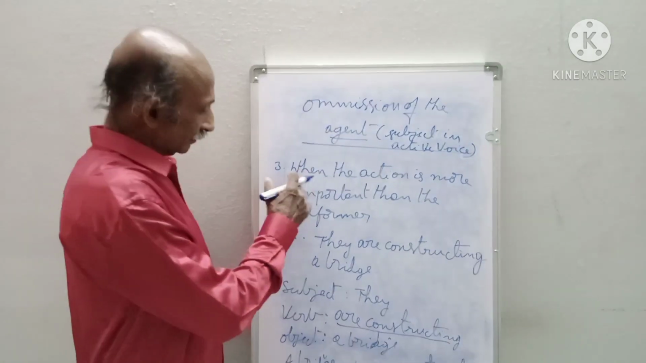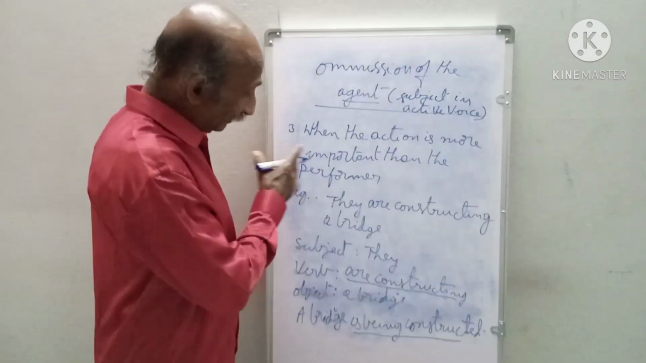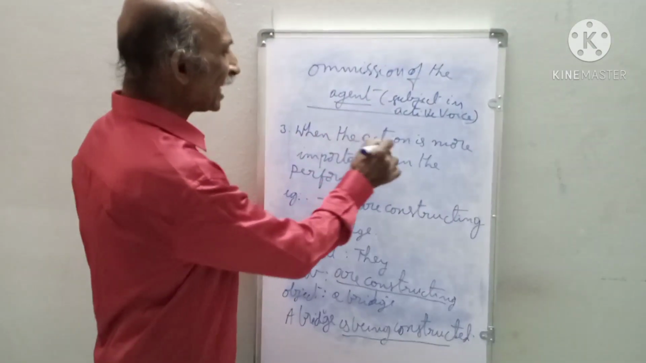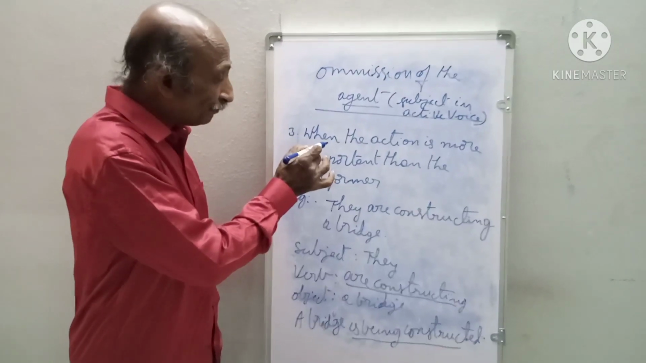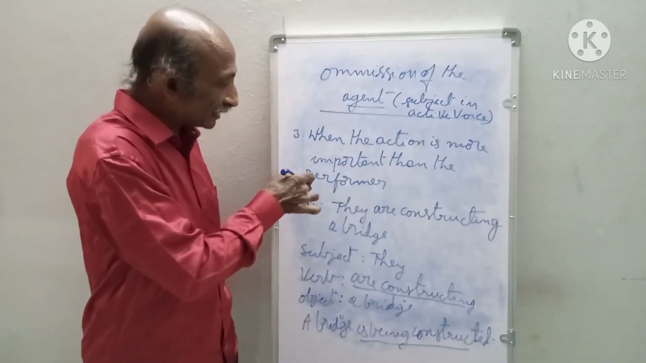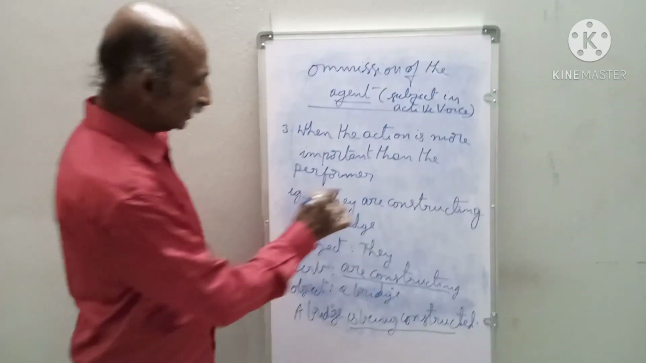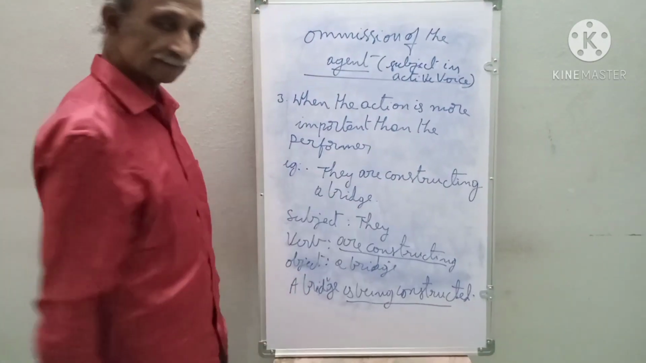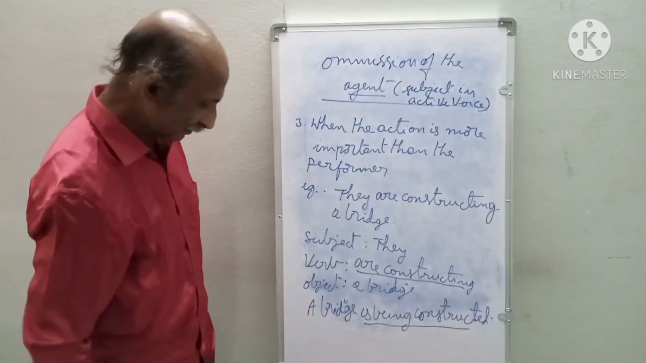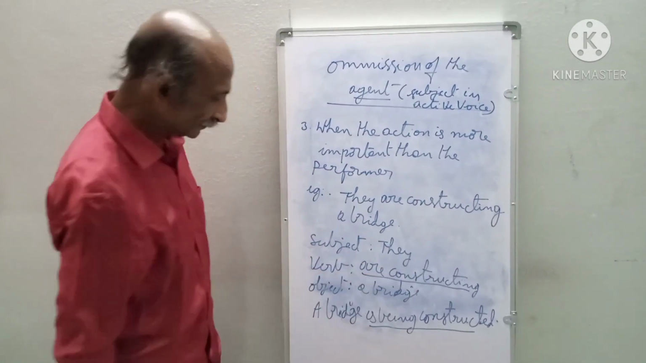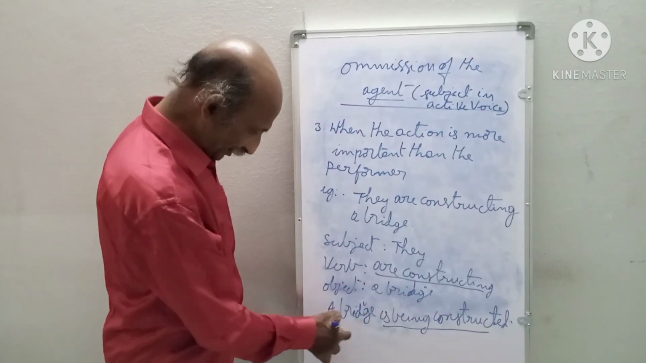Now, see the last context in which we are eliminating the agent. When the action is more important than the performer, it means when the action becomes more important than the person who is performing the action. Let us take an example here. They are constructing a bridge. The subject is they, the verb is are constructing, the object is a bridge. So as usual, the object becomes the subject, a bridge.